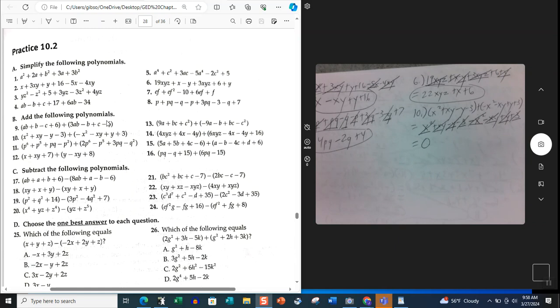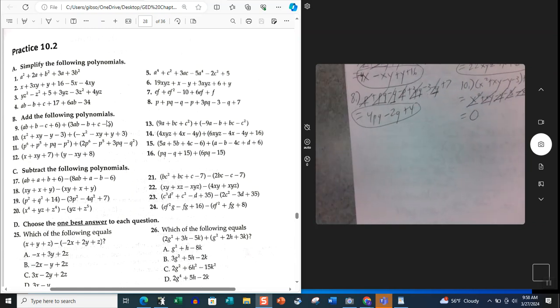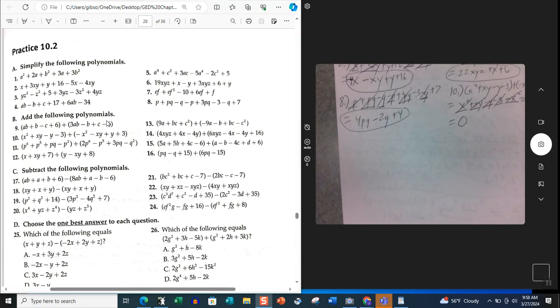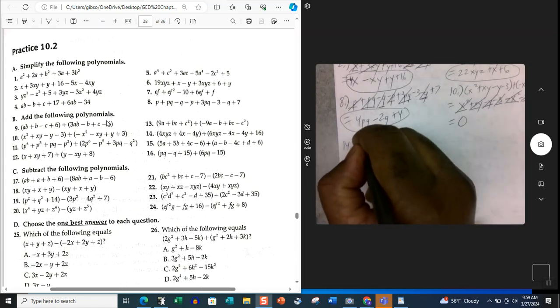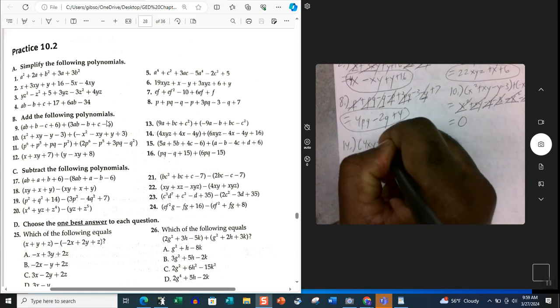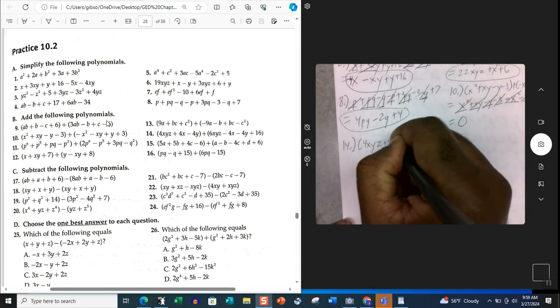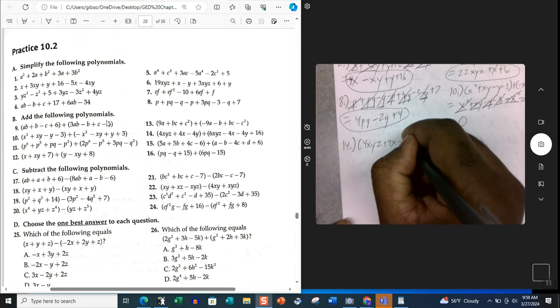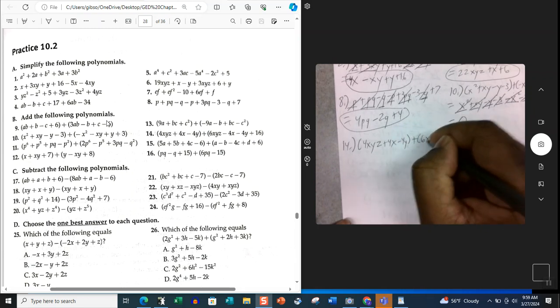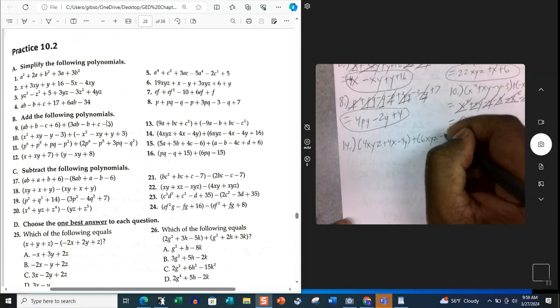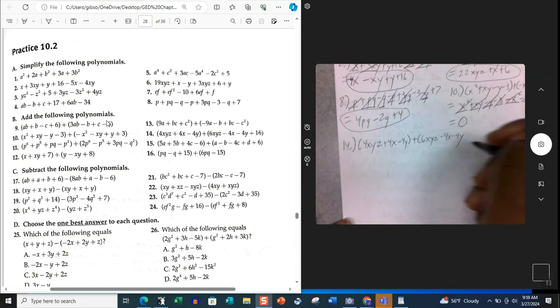Okay, now we go to problem number, I think problem 14 is a good one. Problem 14. We have 4xyz plus 4x minus 4y plus 6xyz minus 4x minus 4y plus 16.